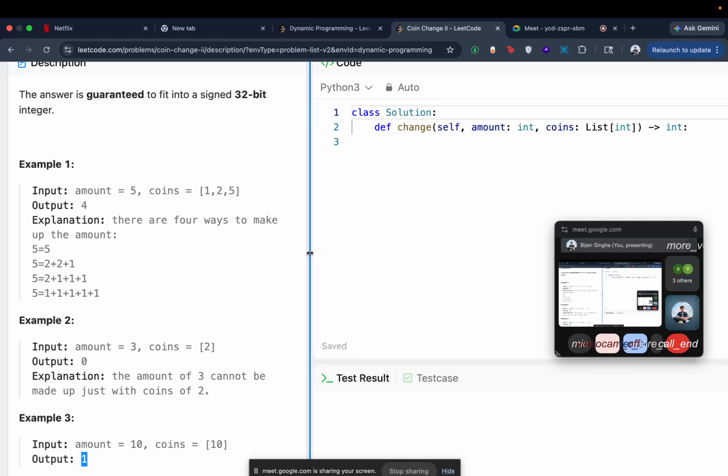Okay, cool. So here you need to find basically ways, by which permutation or combination. I'm not sure, I'm not good at maths, but it is the ways you need to find.